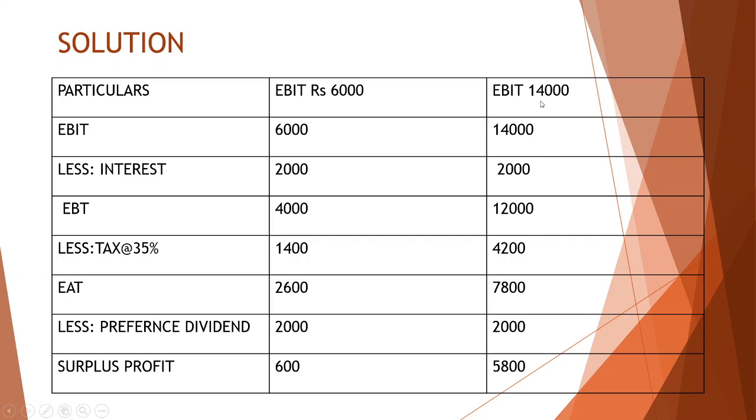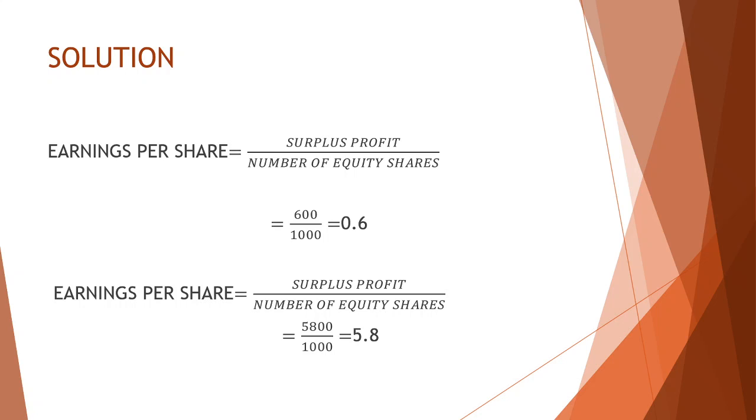Now, when the EBIT is 14,000, interest remains the same 2,000, earnings before tax is 12,000, tax is 35%, that is the amount is 4,200, 12,000 into 35%. So the earnings after tax is 7,800, less preference dividend 2,000 rupees, surplus profit is equal to 5,800. Now, the earning per share, the first case, surplus profit divided by number of equity shares, 600 divided by 1000, 0.6. The second case, earning per share is equal to 5,800 divided by 1000, which is equal to 5.8.